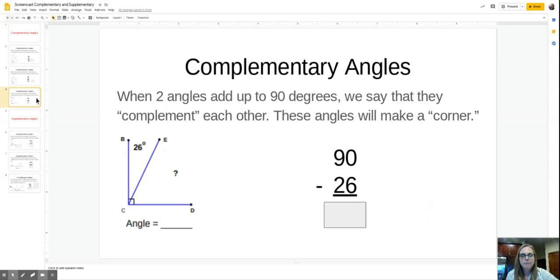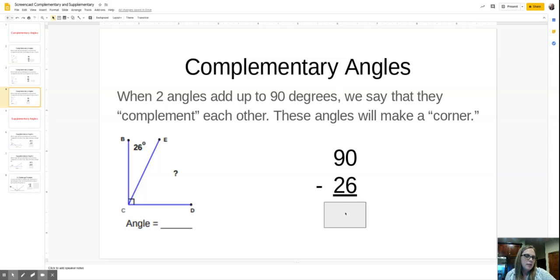One more to look at. So here's one more. We have, again, our big angle right here, BCD, and I see that square is drawn in the corner, and that tells us that, again, this is that right angle, and that means that this is worth 90 degrees. So if we know that the total is 90 degrees, and we already know this piece over here, this angle is 26, we can use our subtraction again to figure out that missing number.